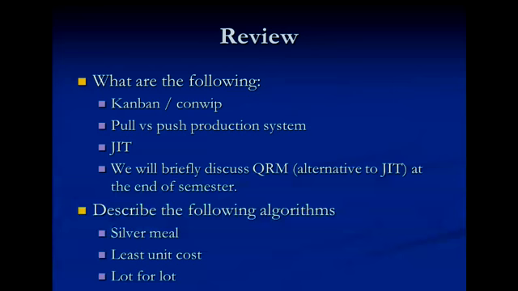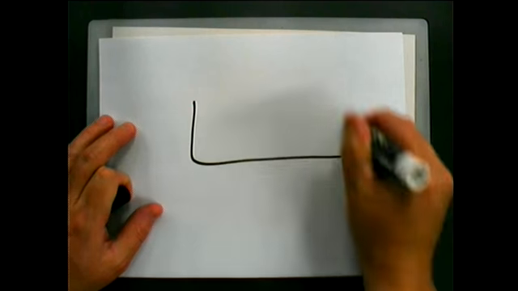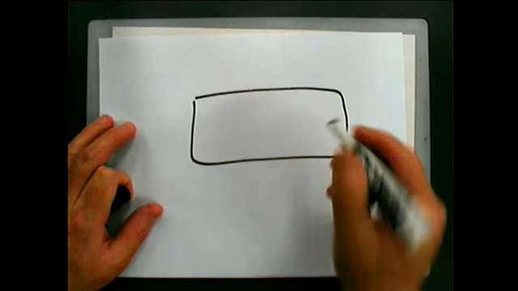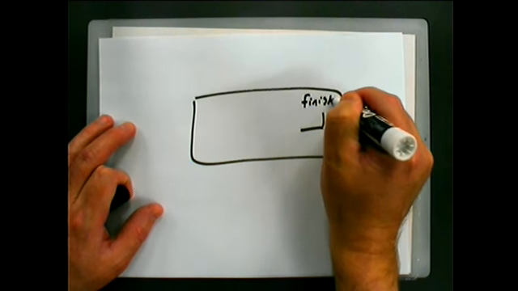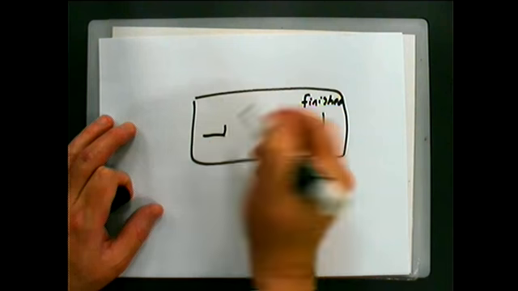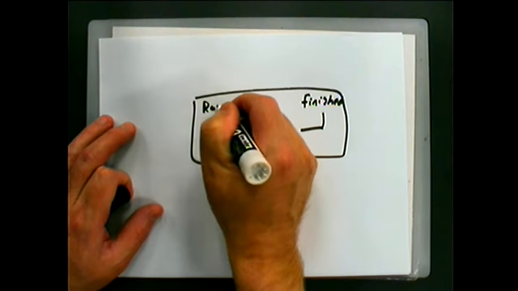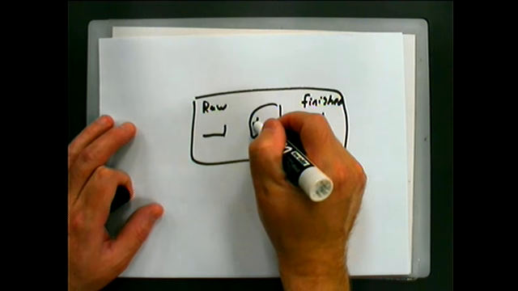So, from last time, what is Kanban and Conwip? What does Kanban mean? Card, right? And the Kanban card specifies how many items can be in a work center. So here are finished, and here are raw, and you have the machine here.